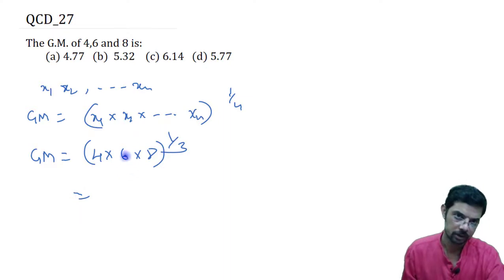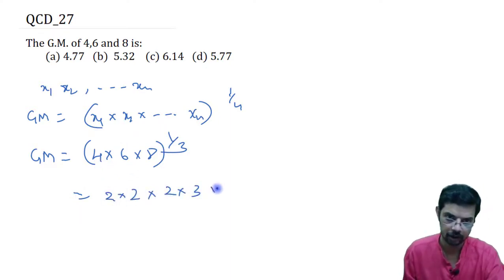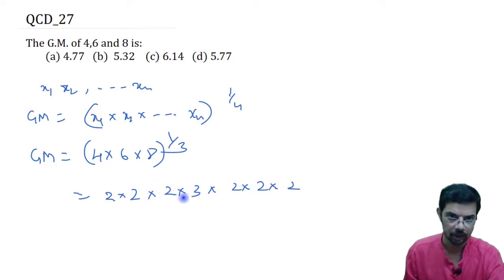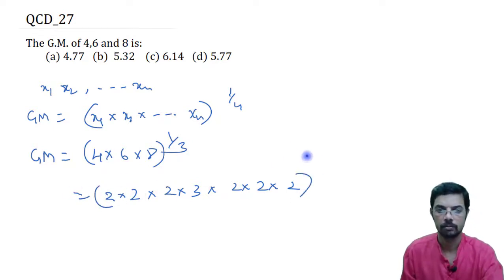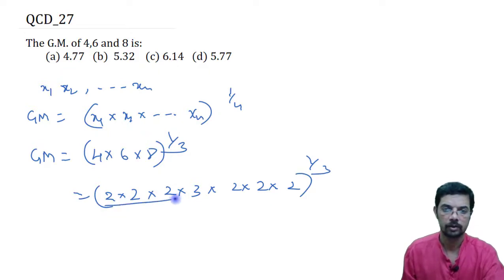This is 2 into 2 into 2 into 3 into 2 into 2 into 2. 2 into 3 is equal to 6 and 2 into 2 is equal to 4, 8 is 2 into 2 into 2. The whole raised to 1 by 3. For these 3 twos we can take out one 2, for the other 3 twos again one 2. What we are left with is 2 into 2 into cube root of 3.